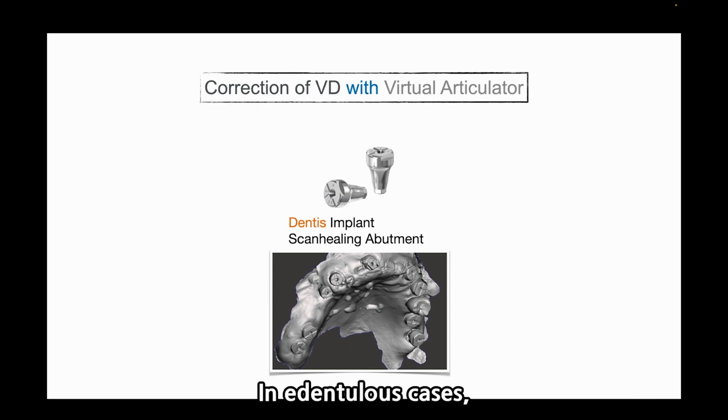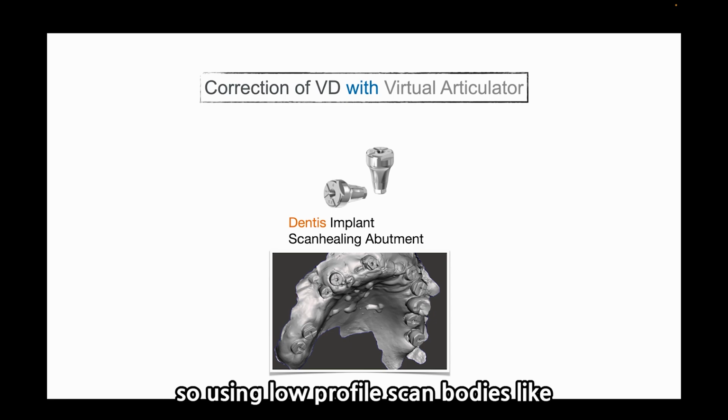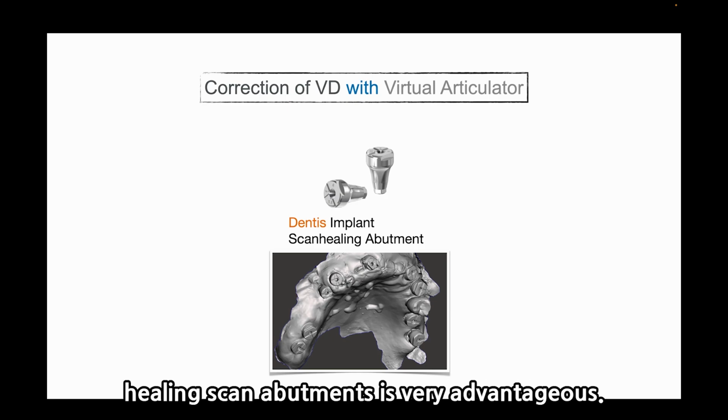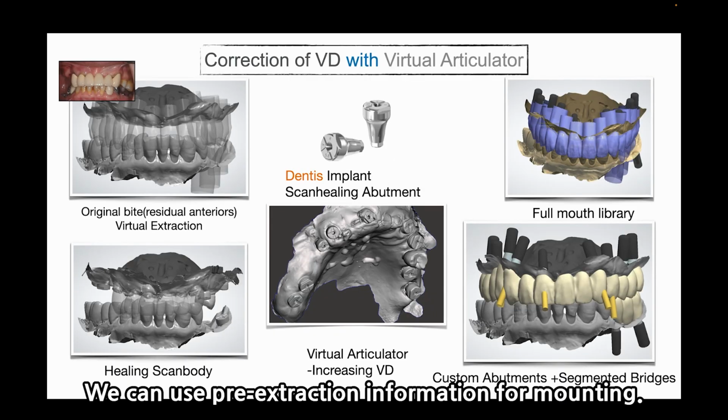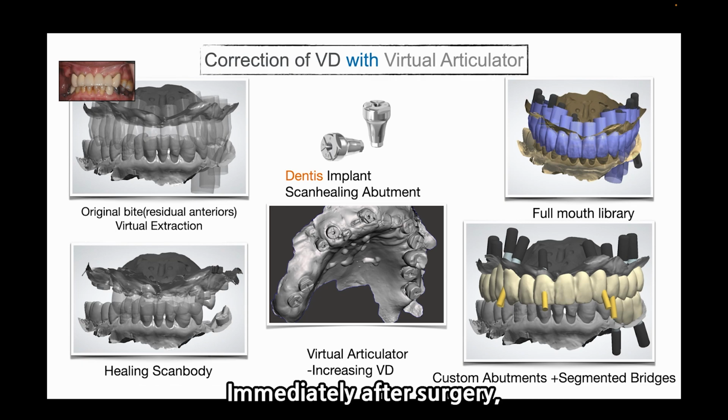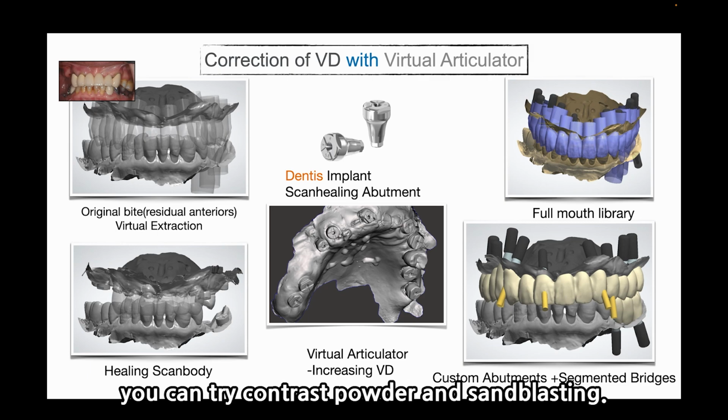In edentulous cases, long scan bodies can be inconvenient, so using low profile scan bodies like healing scan abutments is very advantageous. We can use pre-extraction information for mounting. Immediately after surgery, we can scan with the healing scan bodies. If the surface is too glossy to scan, you can try contrast powder and sandblasting.